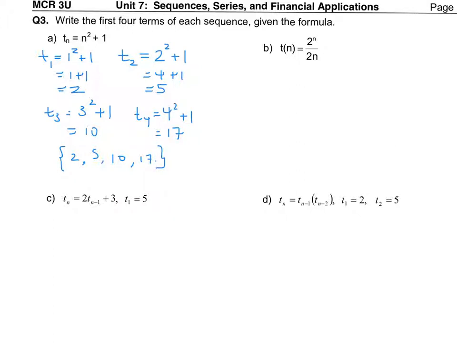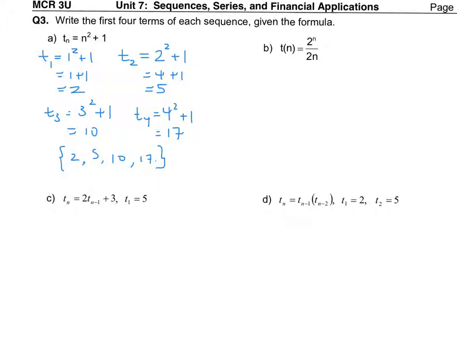Okay, now because we're only writing the first four, I'm not putting the ellipsis after because I'm going to assume that it just stops after the first four terms. If it was more explicit, we could put the ellipsis there. I wouldn't mark it wrong as long as it had the ellipsis because it doesn't say whether it's finite or infinite here.